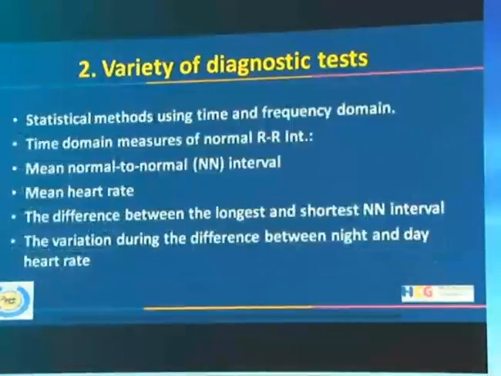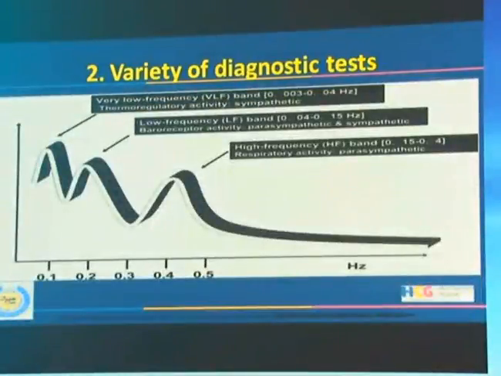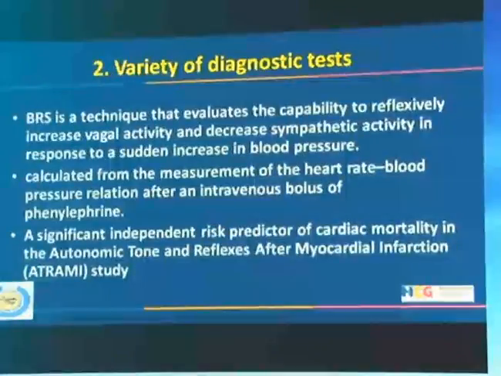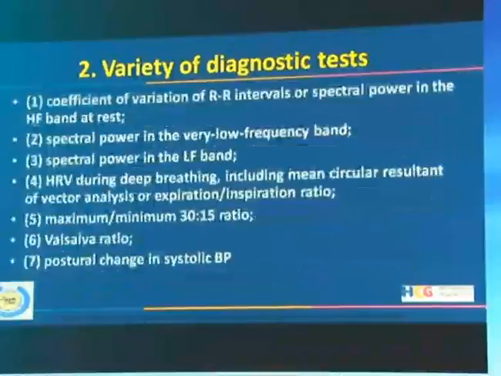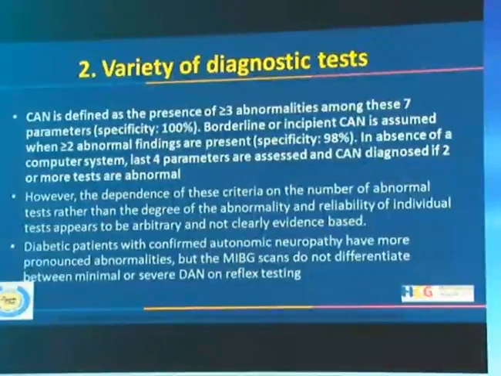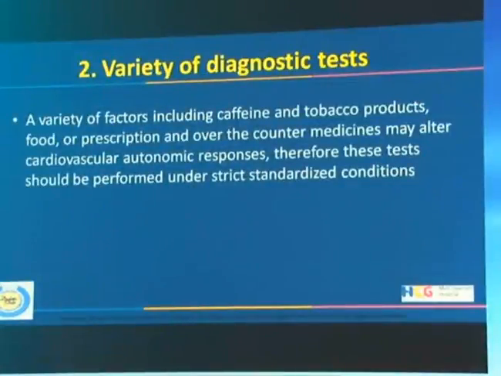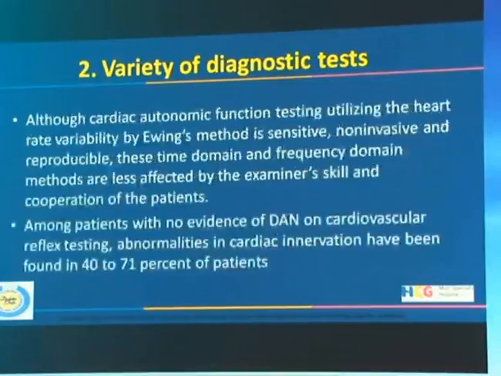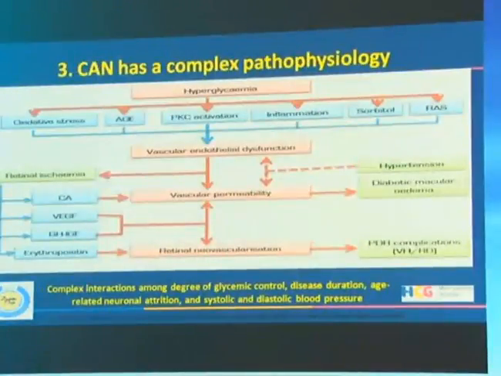Same way, there is a variety of diagnostic tests, and the newer tests that have come out are all research tools at present. But so many newer tests have come out that they have really confused the whole matter. Not only that, they have decided that there are 7 different tests which should ideally be performed, and if more than 3 of those 7 tests are abnormal, it gives 100% specificity. Now, to confuse the matter again, a variety of factors affect the bedside test, including even caffeine. Not only that, cardiac autonomic testing utilizing heart rate variability by Ewing's method is sensitive and non-invasive. However, it does not match with the recent research tools. Among patients with no evidence of CAN on cardiovascular reflex testing, abnormalities in cardiac innervation have been found in 40 to 71% of patients. So bedside tests are probably not 100% sure and can have a complex pathophysiology.